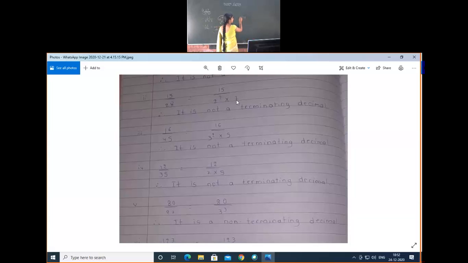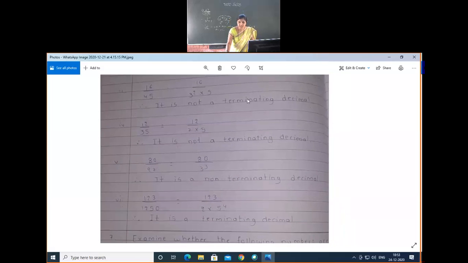28, the small number we have to take is 2. 2 ones are 2, 2 fours are 8. Next, again we can take 2, then 2 sevens are 14. Next 7, for 7 we have to take 7 only. 7 ones are 7. See here, 2 square into 7. So here you just observe 2 square into 7 comes. So this problem is also not a terminating decimal expansion.